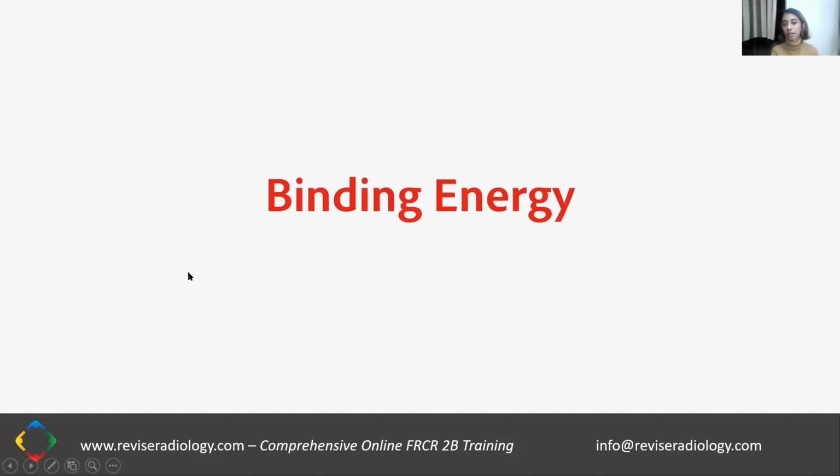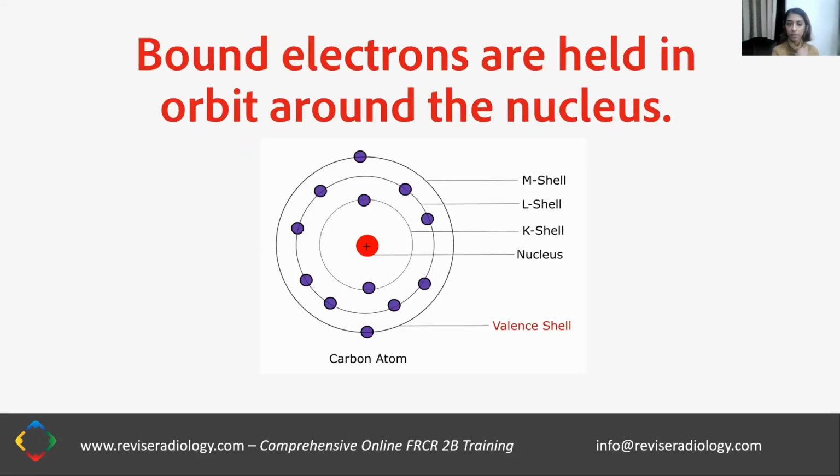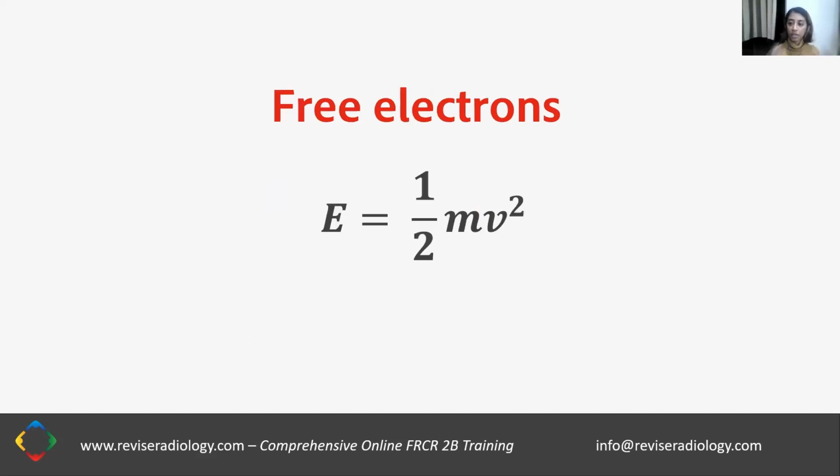So this helps us understand the next concept, which is binding energy, which is extremely important when we're trying to understand processes which involve radiation. Bound electrons are held in orbit around the nucleus. Free electrons are not held in orbit to any atom. They're free to go anywhere they want, and they have an energy which is expressed by 1/2 mv squared. This is the formula for kinetic energy. In this equation, E is for energy, m is for the mass of the electron, and v is for the velocity of the electron.